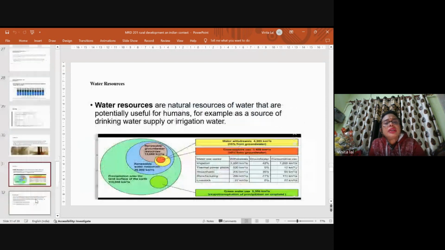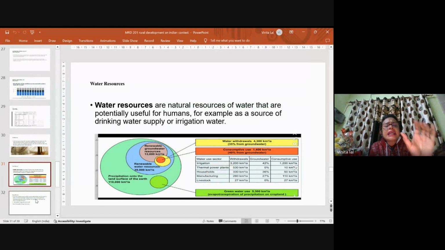Now come to the water resource. This is also very important in development, especially in rural development. It is a natural resource of water, potentially useful for human beings, for example as a source of drinking water, water supply, or irrigation. And 97% of water on the earth is salt water, and only 3% is fresh water.